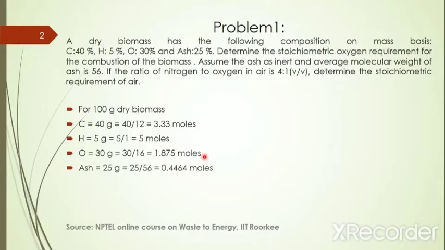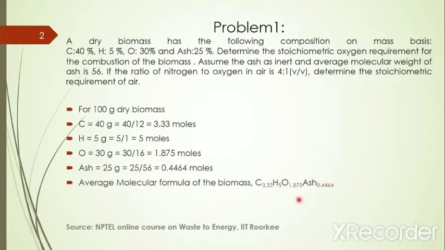And finally we have ash, 25 gram, and its molecular mass is given as 56. So 25 by 56 is 0.4464 moles. So we have found the moles of the different elements in the biomass. So the molecular formula will be like this: carbon 3.33, hydrogen 5, oxygen 1.875, and ash 0.4464. So now we can write the stoichiometric equation.